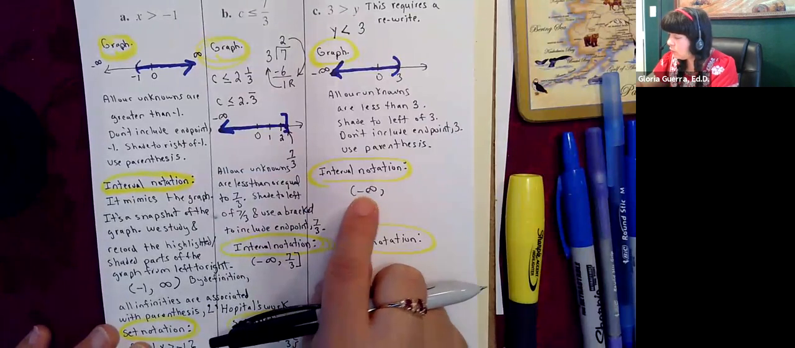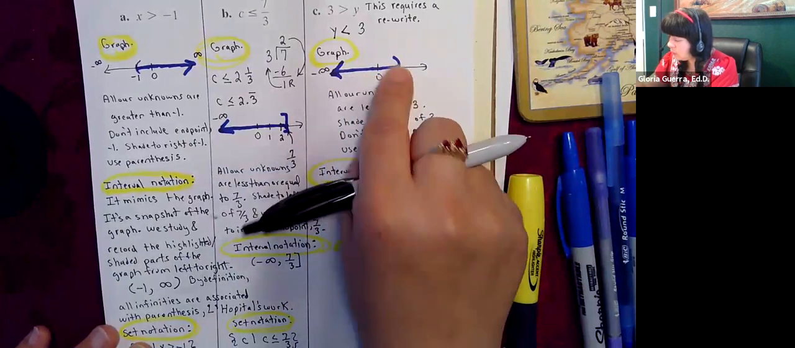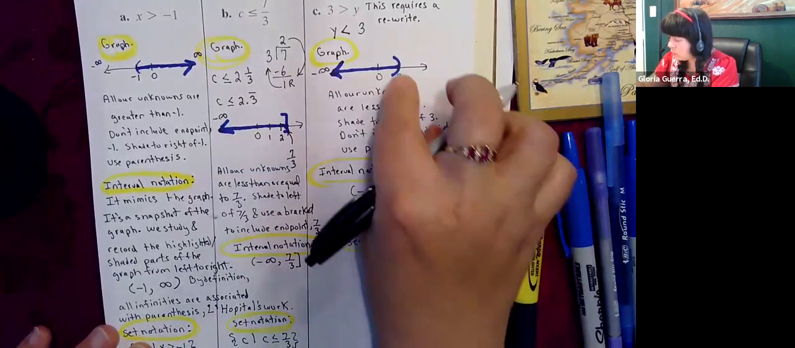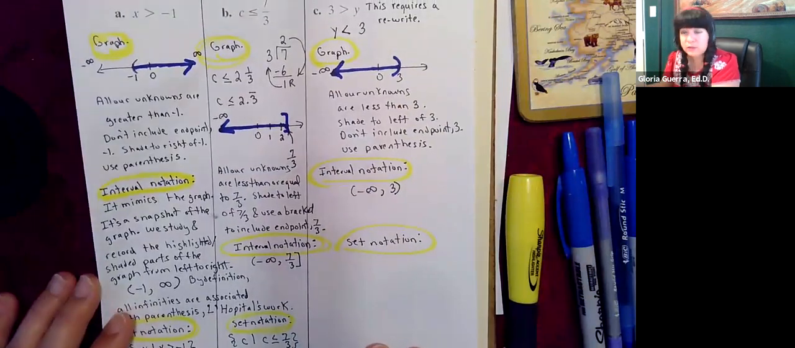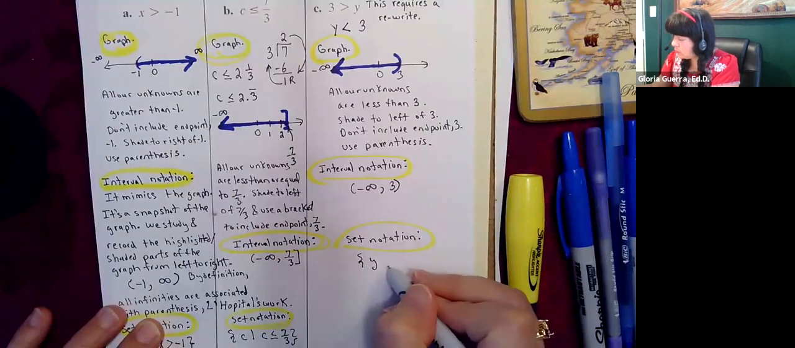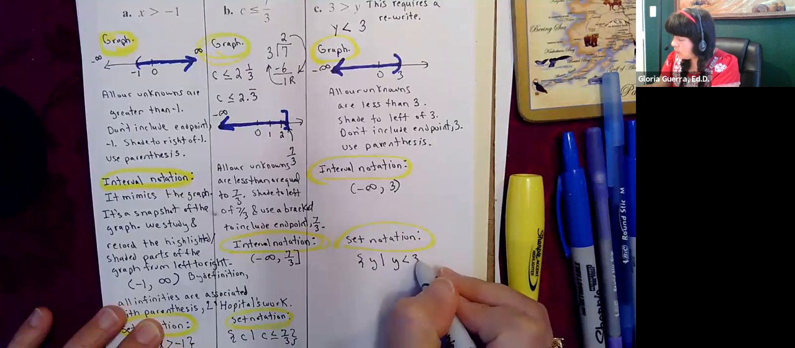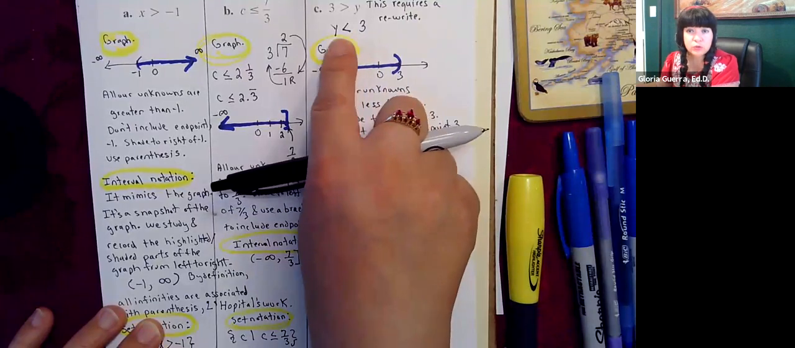So negative infinity, and then you read it from left to right, and then it terminates here at 3, and then it's got parentheses on that. And then the set notation is curly braces, y such that y is less than 3. So you put your solution and you put this rewritten part solution.